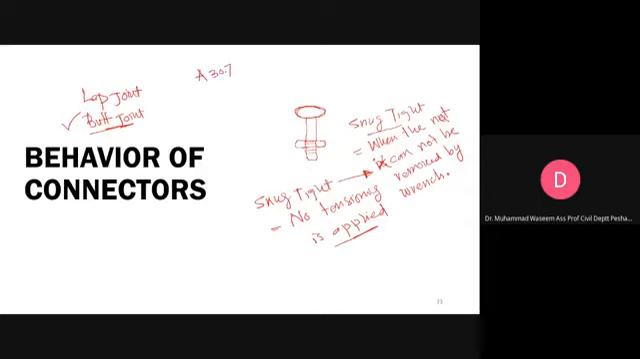A307, which are known as unfinished bolts, okay. And high strength bolts. And then you have A325 or A490. These are the high strength bolts, okay.